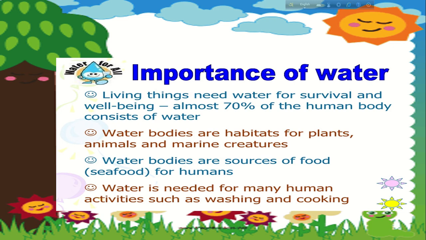Importance of water for humans. Living things need water for survival and well-being. Almost 70% of the human body consists of water. Water bodies are habitats for plants, animals and marine creatures. Water bodies are a source of food, seafood also, for humans, and water is needed for many human activities such as washing and cooking. And there are many more importances of water.